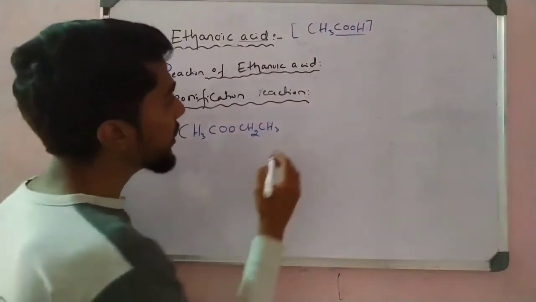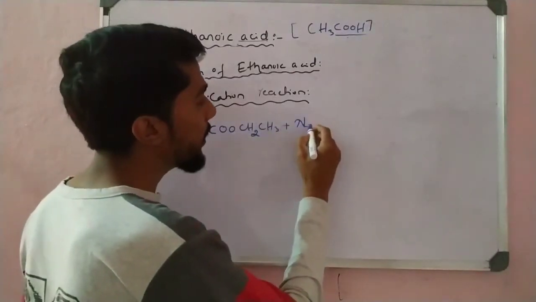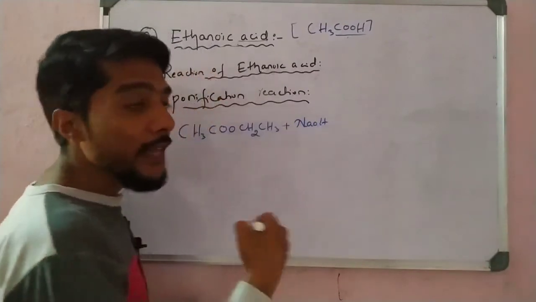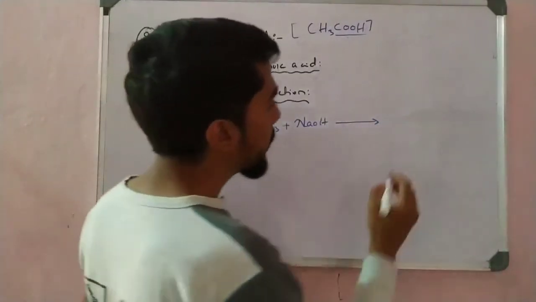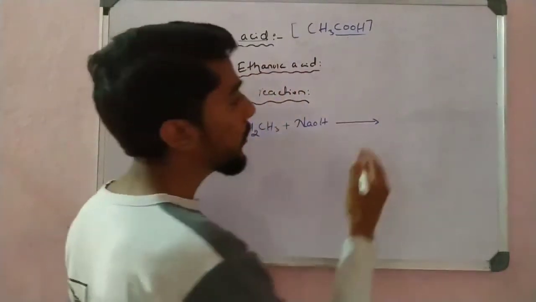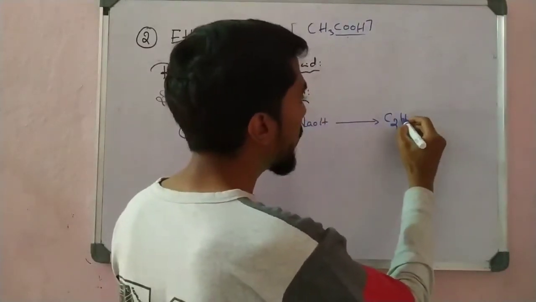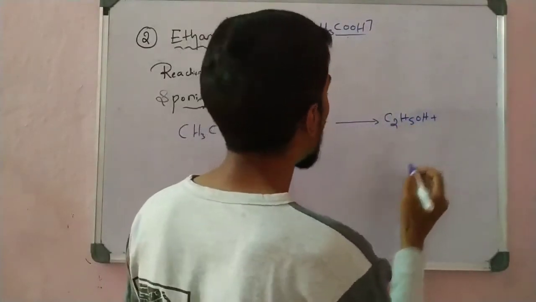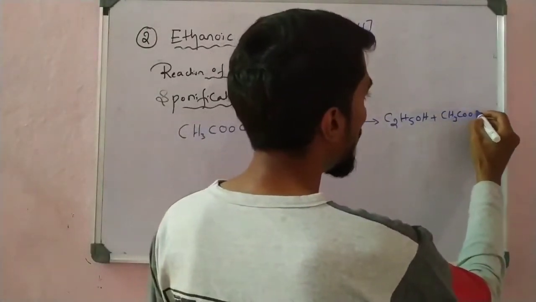This is nothing but ester. When these esters react again with acid or base, I take base here, they form the reverse. They form again ethanol, that is C2H5OH, plus they form CH3COONa.